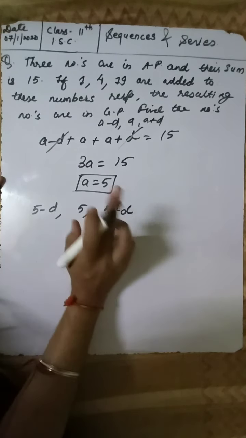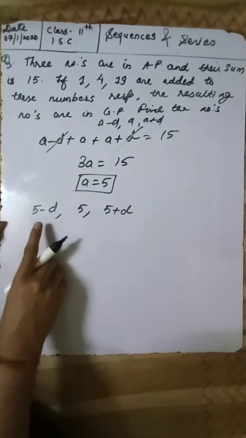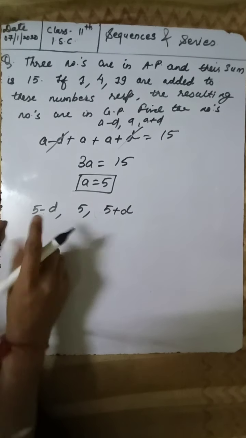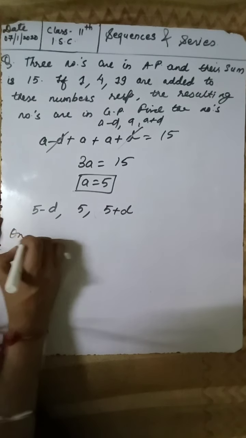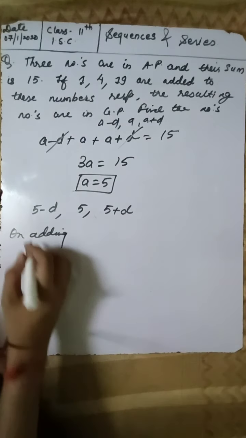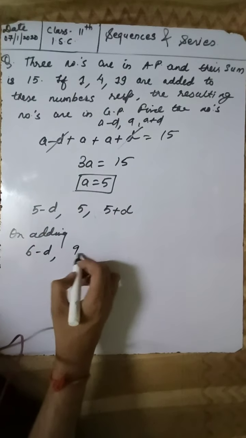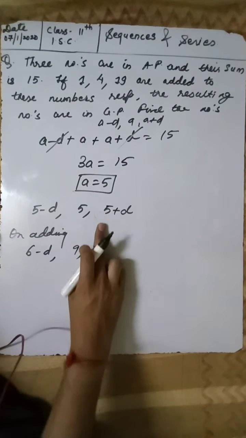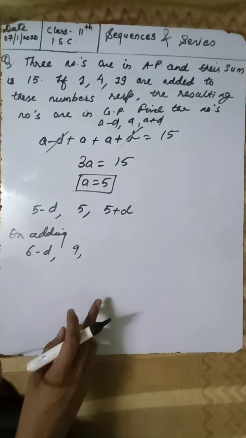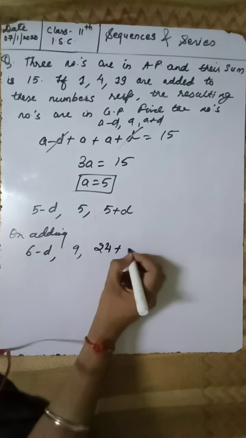Now 1, 4 and 19 are added to these numbers respectively. So 1 has to be added with 5 minus d. So on adding, please write the steps, okay? It will be 6 minus d. 4 with 5 will get 9, and 19 with 5 will be 24 plus d.